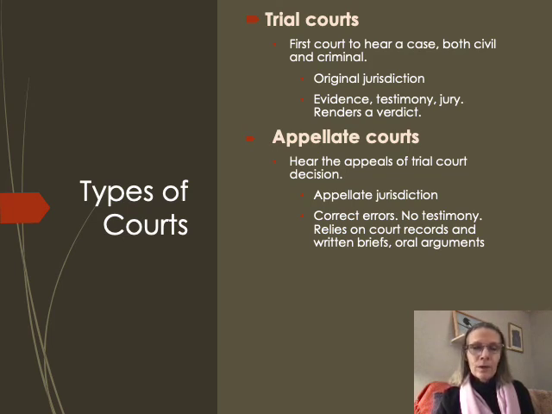The justices, when doing an appellate review of a trial court, will read the briefs. There may be oral arguments that they listen to, and they may look at the court record. Okay, and so the appellate court can either affirm the decision of the trial court. It can say there were errors in the trial court, so we're going to send that case back to the trial court for a retrial, or they can vacate or overturn the decision of the trial court.